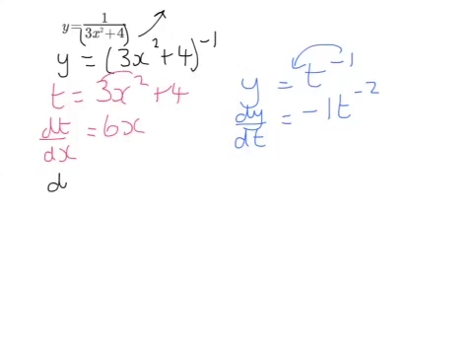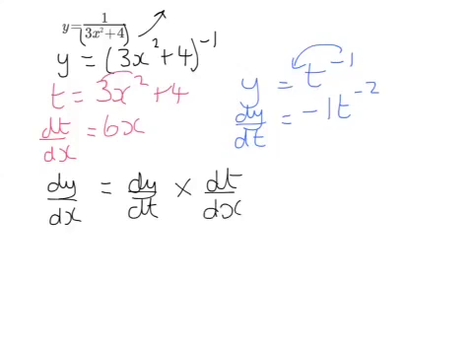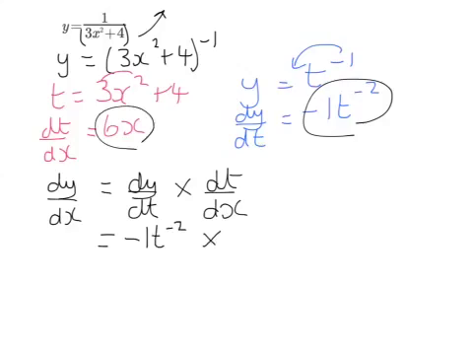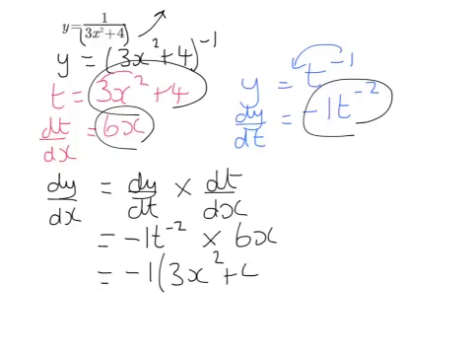Okay, here comes my chain rule. dy by dx equals dy by dt times dt by dx. So dy by dx equals dy by dt, which is minus 1 t to the minus 2, times dt by dx, which is 6x. But we don't want it with t's in it, so we'll replace the t. T is 3x squared plus 4, so minus 1 times (3x squared plus 4) to the minus 2 times 6x.